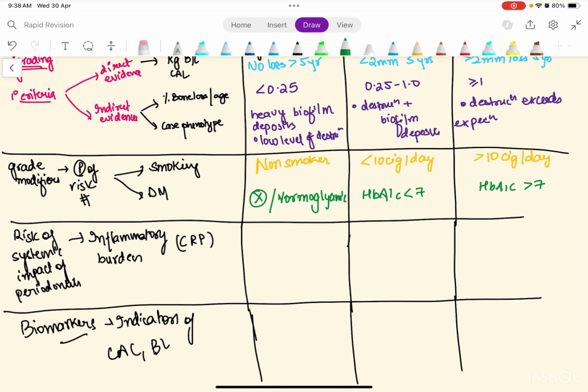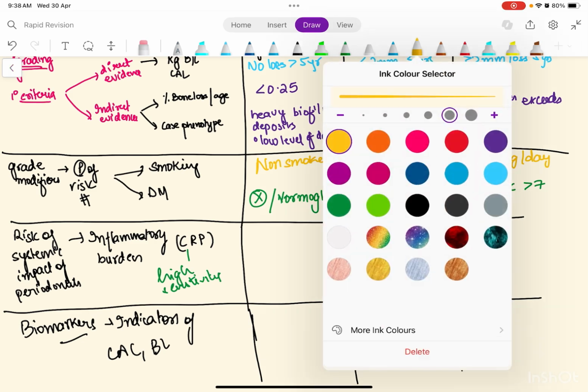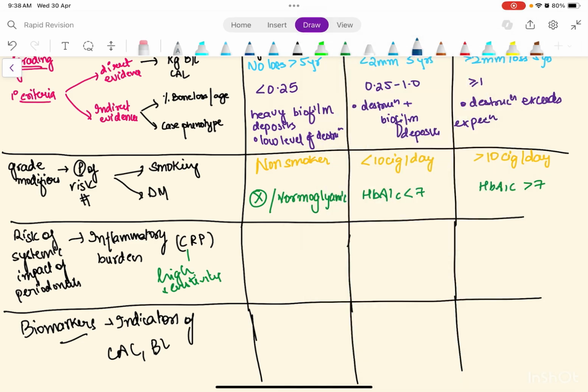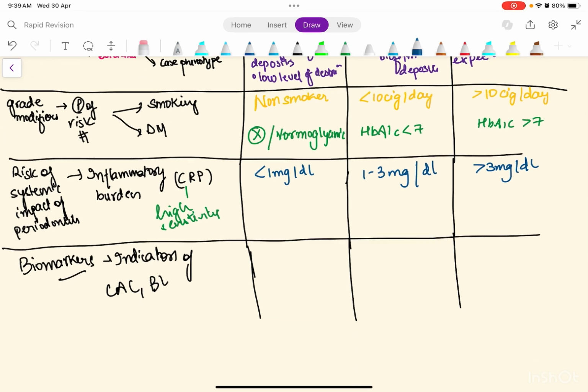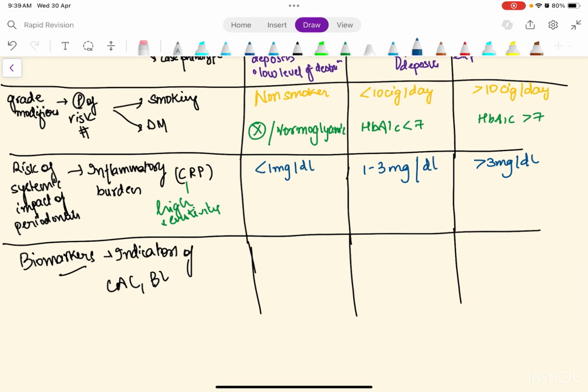See, in this you have to know that there is a high sensitivity in periodontitis. So you would need to just know the level. So less than 1 milligram per deciliter, then 1 to 3 milligram per deciliter, and then more than 3 milligram per deciliter. Then biomarkers will basically be present in all the grades, and you'll trace them in saliva, GCF, and the serum.